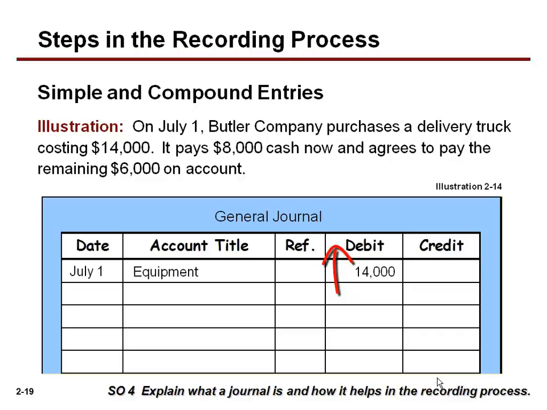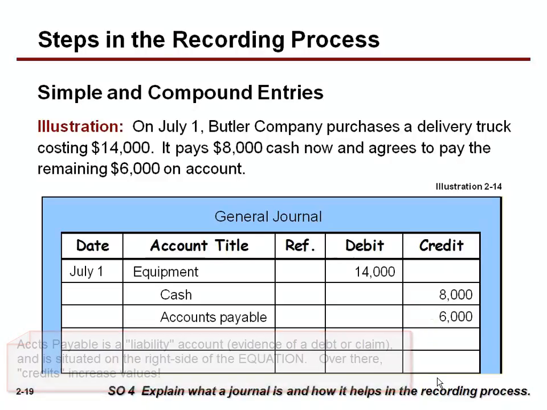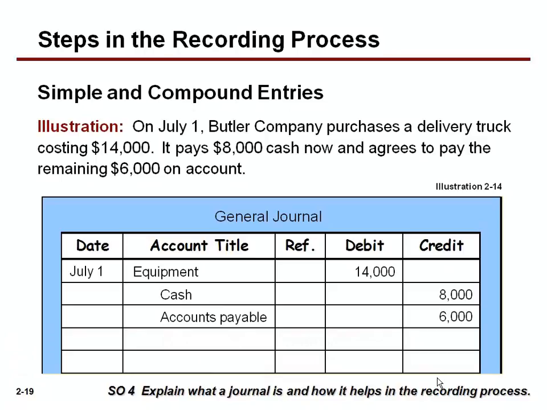We acquired the equipment, historical cost, funded by a reduction in cash, or a credit of $8,000, and also funded by the supplier's credit. So we maintain an account, accounts payable, to that supplier, $6,000 credit. Again, total $14,000 in debits equals total $14,000 in credit entries. This is known as a compound entry, that is, use of more than two accounts.